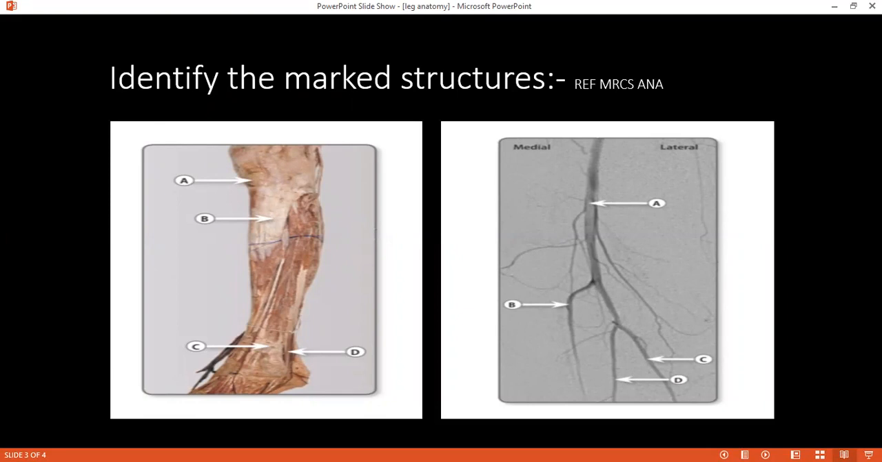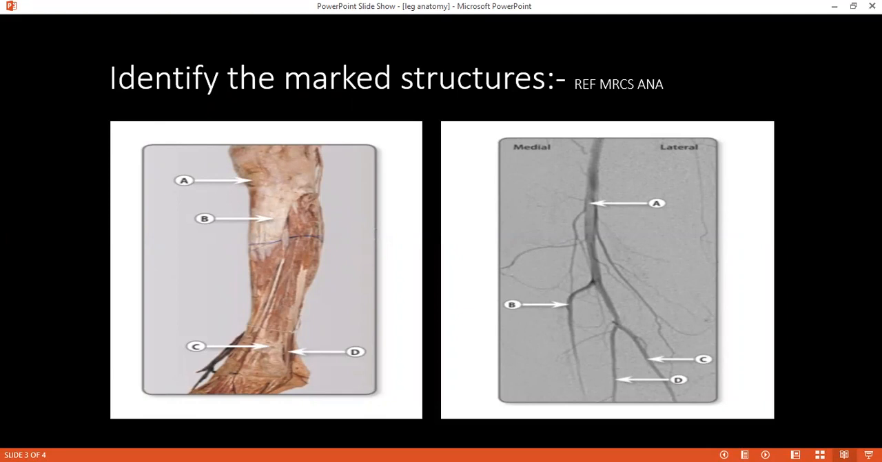C and number C is a peroneal artery. Sorry, ma'am, I can't identify this. Okay. Forget this. All right.